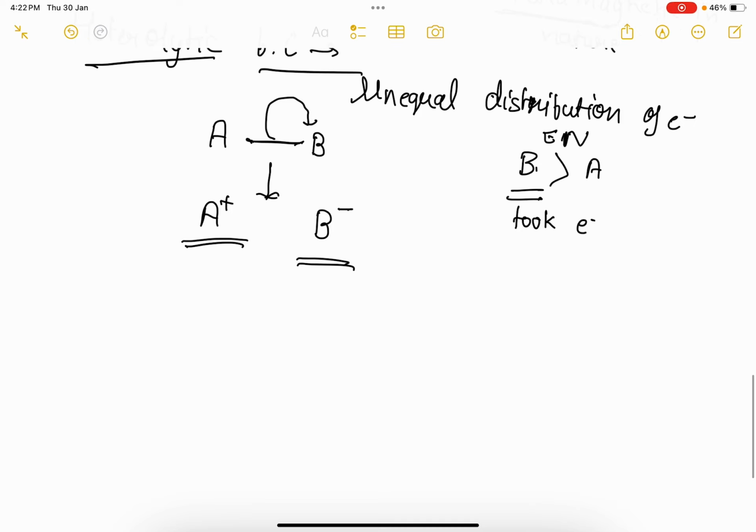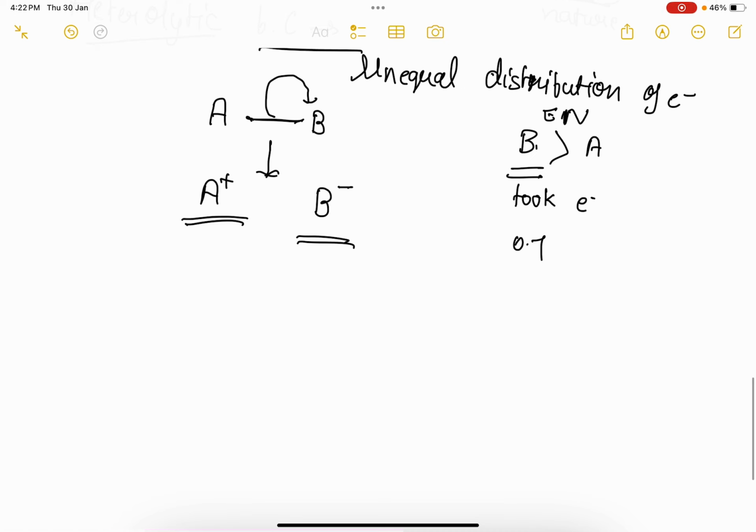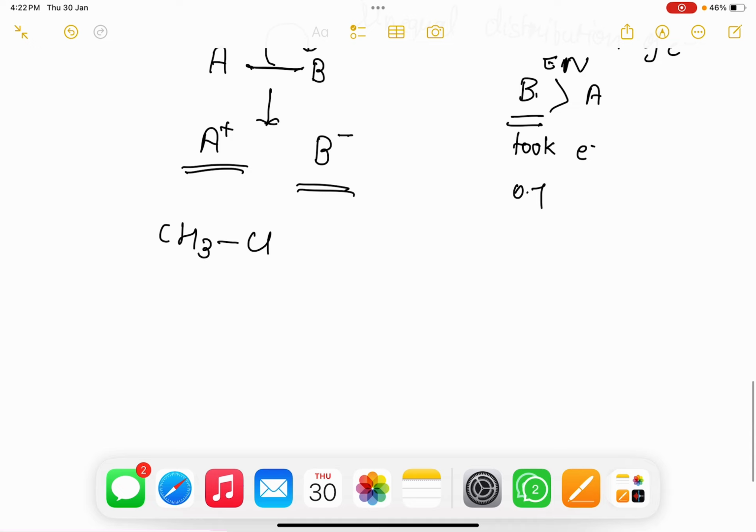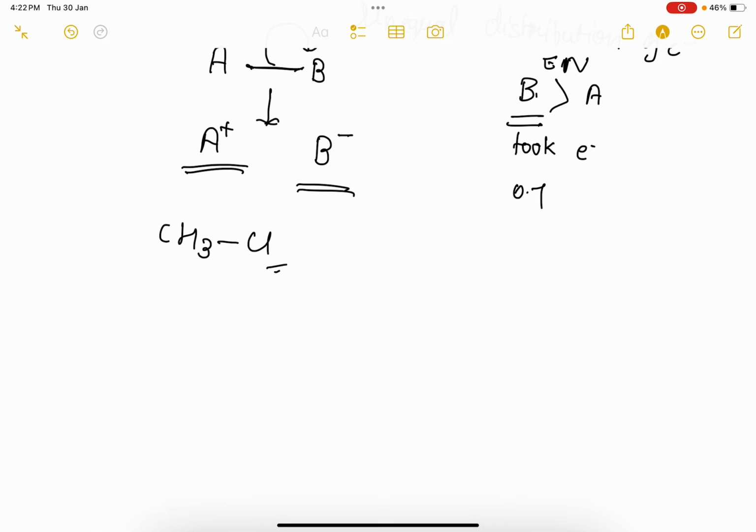In this type of bond cleavage, the electronegativity difference between the two atoms should be greater than 0.7. Suppose we take an example, chloromethane, CH3Cl. When we talk about CH3Cl, chlorine is more electronegative than carbon.